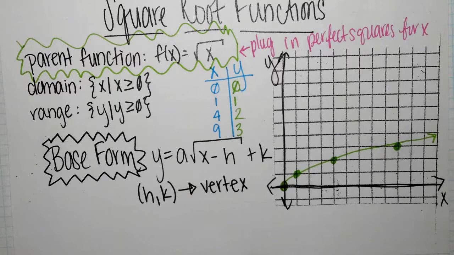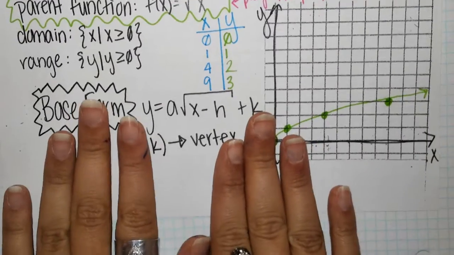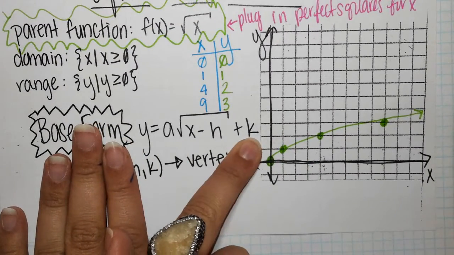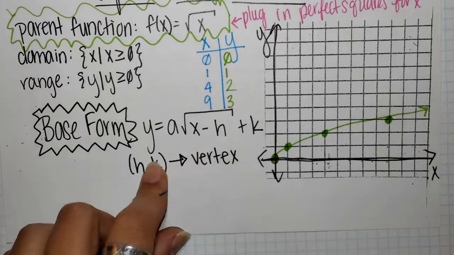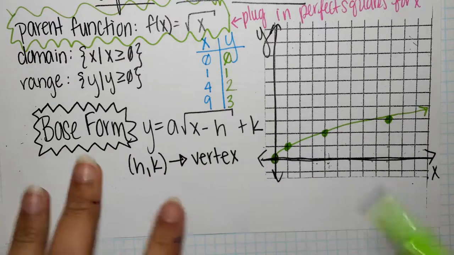So that is our base form, and then just like we had vertex form with a quadratic, you see how it looks very similar? You have the same thing, except it's square roots. So your h, k is your vertex, the opposite of h, and k are your vertex, which is your starting point.